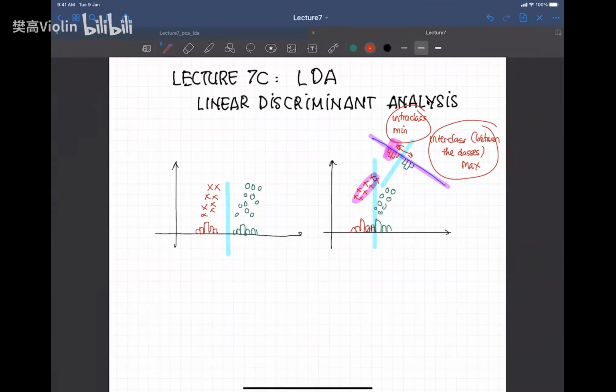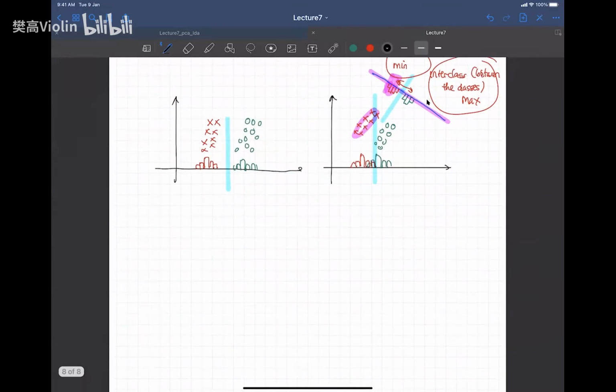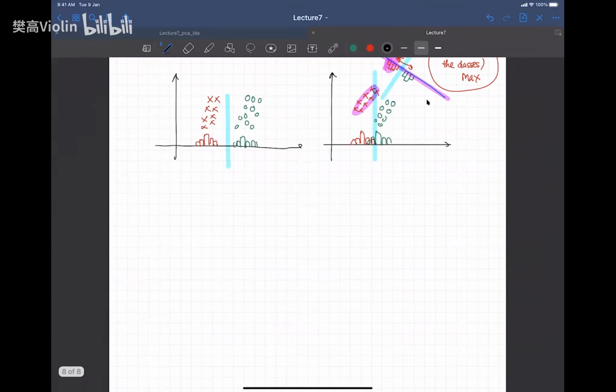Any questions? Okay, if there are no questions, let's consider two classes first. Actually, we will expand this into more than two classes later. So for now, let's only consider two classes.